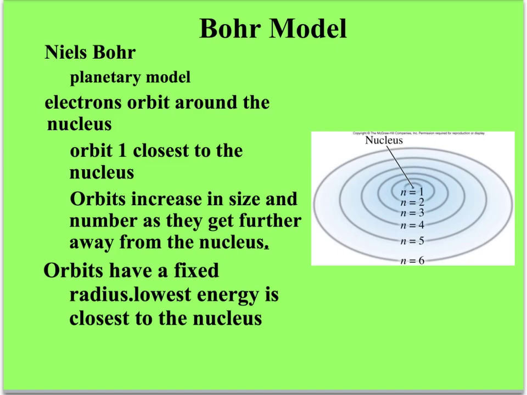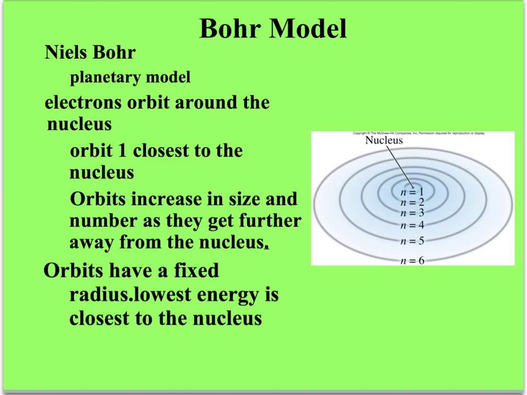Okay, looking at the Bohr model, this was made up by a man named Niels Bohr, and it's sometimes referred to as the planetary model because the electrons are orbiting the nucleus like planets orbit the sun. Orbit 1, you see there where it says n equals 1, orbit 1 is closest to the nucleus, and orbits will increase in size and number as they get further away from the nucleus, just like the planets' orbits do from the sun.